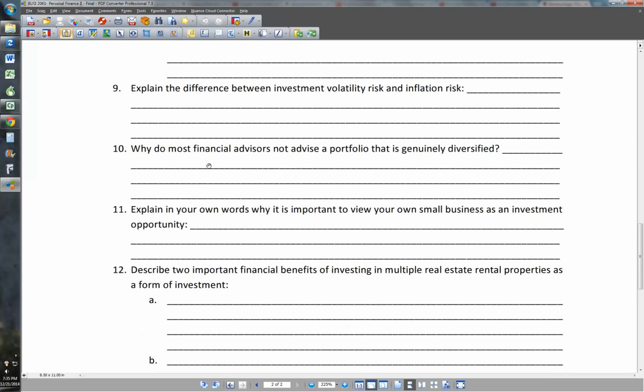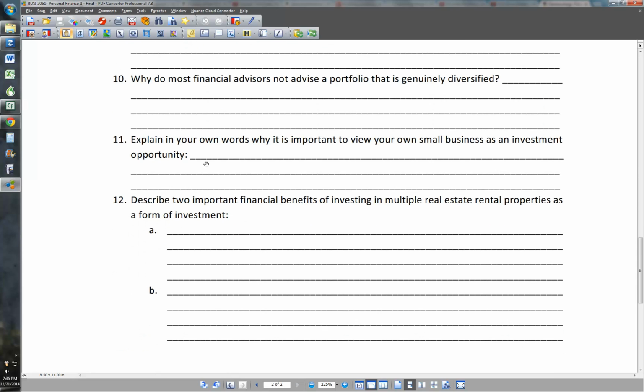All right, number 10. Why do most financial advisors not advise a portfolio that is genuinely diversified? So I touched on that just a little bit in our talk here, because they don't get any commission on things that are outside of the financial markets. If you go buy a real estate property, your real estate agent gets that commission, not your financial advisor. So they're not steering you towards that stuff.